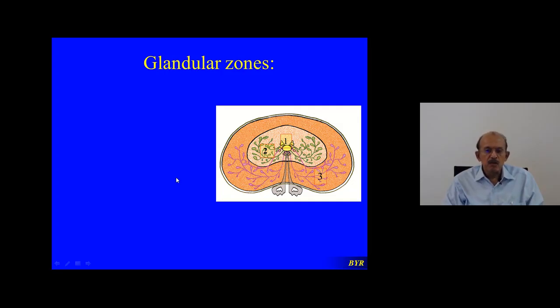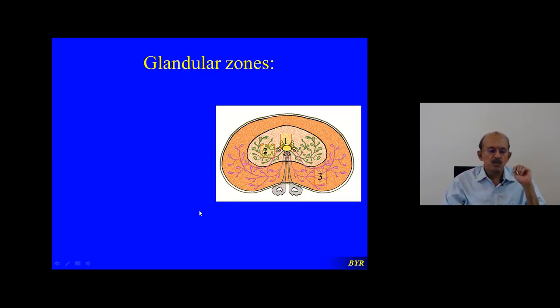Then which lobe of the prostate is prone to develop carcinoma of the prostate? Which lobe develops carcinoma of the prostate? Yes, very good. The posterior lobe. So the lobes are 5. We have seen 2 lateral lobes, 1 median lobe, 1 posterior lobe, 1 anterior lobe.